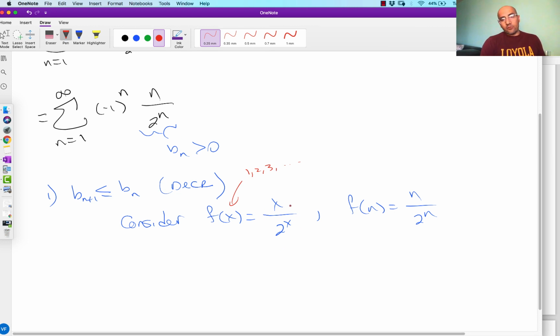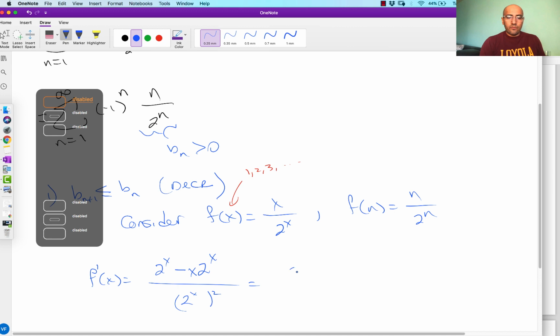So the one we're interested in is a subset of that. If we graph it, this will be a continuous function, and individual little dots will represent the values we're interested in. Now if we take the derivative of this, f prime of x is going to equal, again using the quotient rule, low d high minus high d low over the denominator squared.